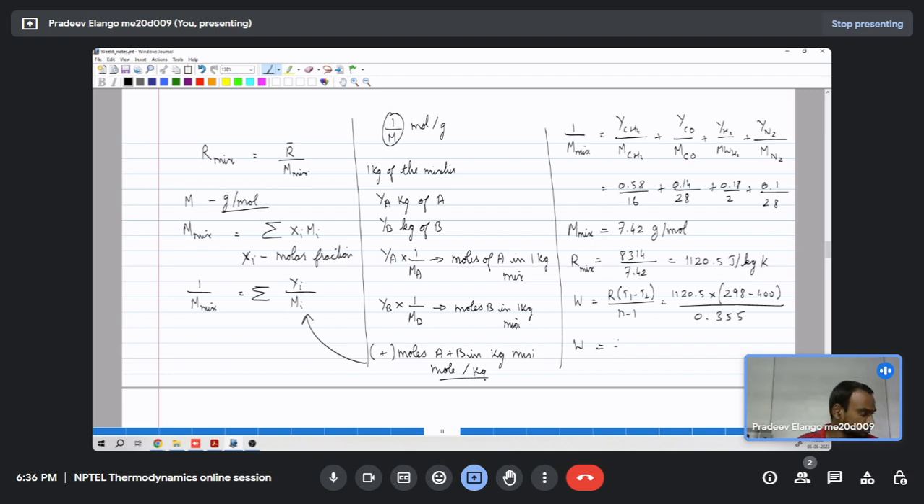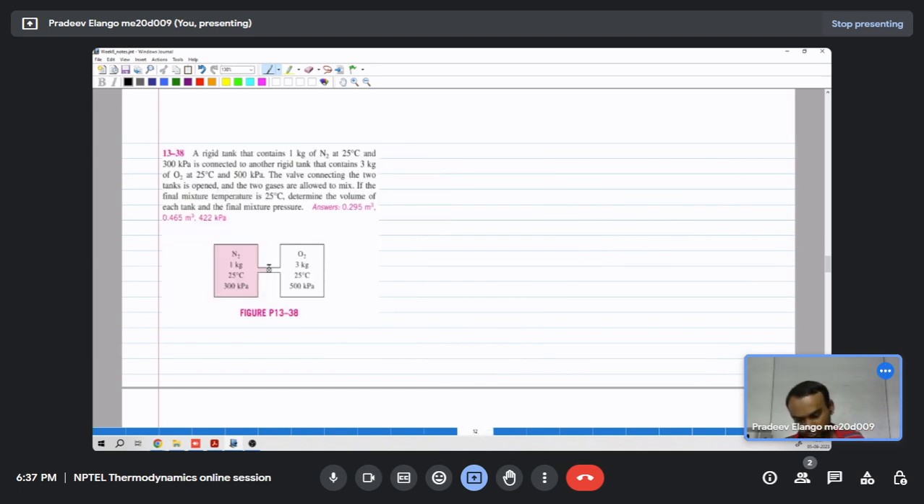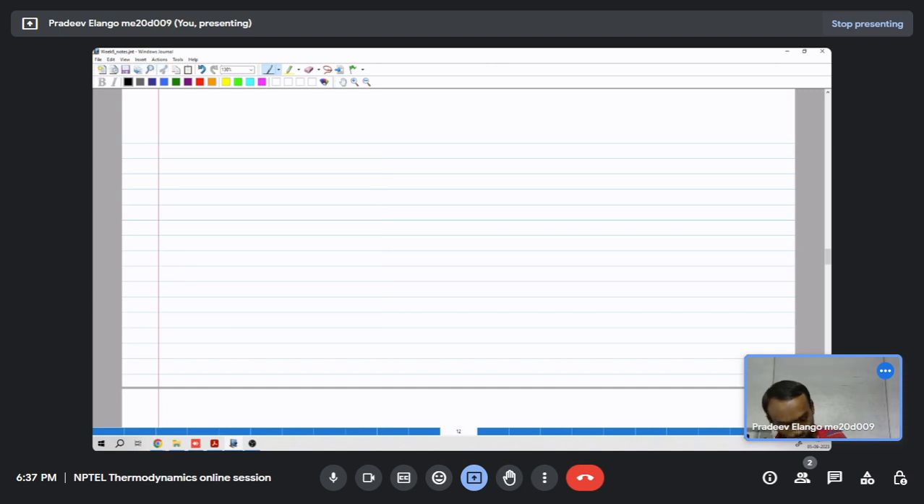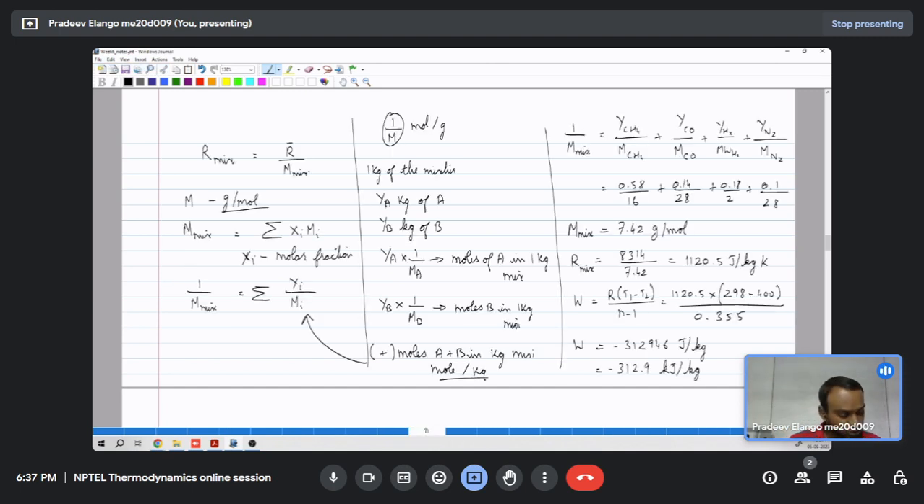That is, this is minus 312.46 joule per kg, or minus 312.9 joule per kg. We have calculated the work transfer.